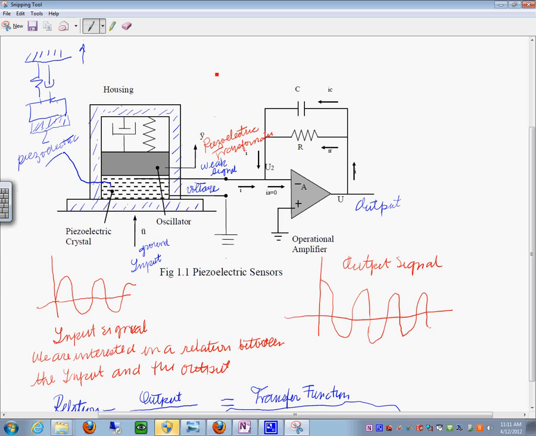And that one you could represent as a TF element, where on this side we have the force, which is over here, and the velocity, and then in here you have this piezoelectric transformation, and out here you will have a voltage and a current. You see, this is what the piezoelectric transformation does.